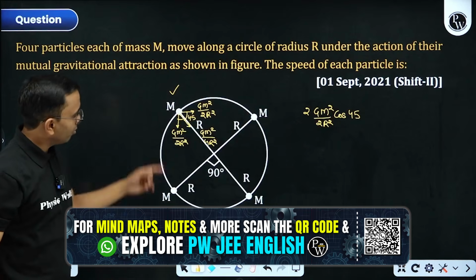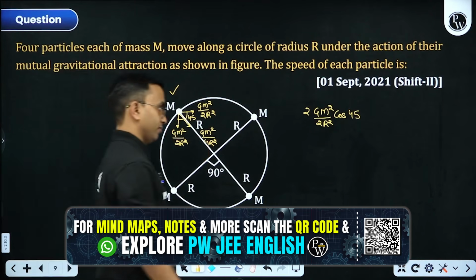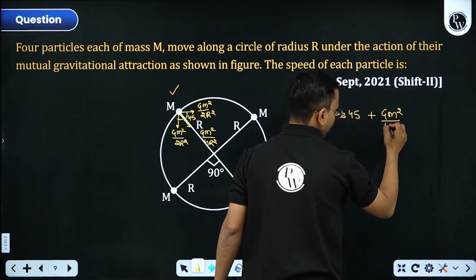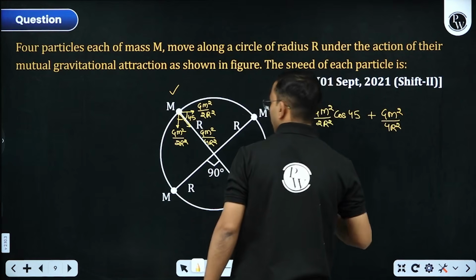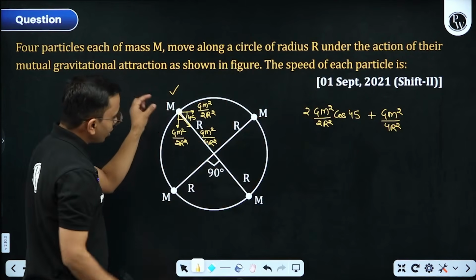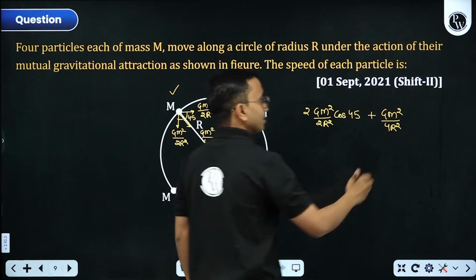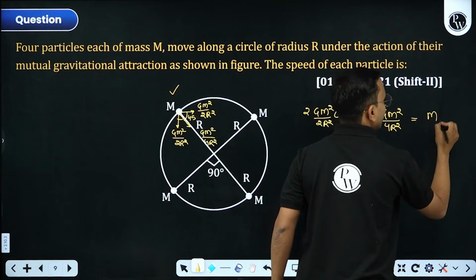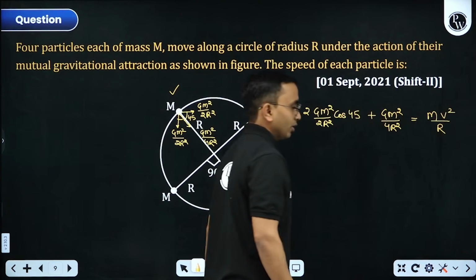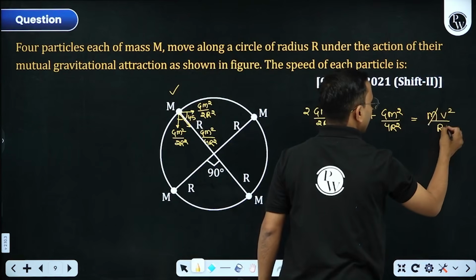Getting it? Plus this. How much is this? Gm square by 4r square. Plus gm square by 4r square, and this is my total force. This total force on this particle is equal to mass into centripetal acceleration. Mass is m and centripetal acceleration we can write as v square by r, because I need to find v, therefore I wrote it like this. Is this clear? From here, m by r we can cancel.